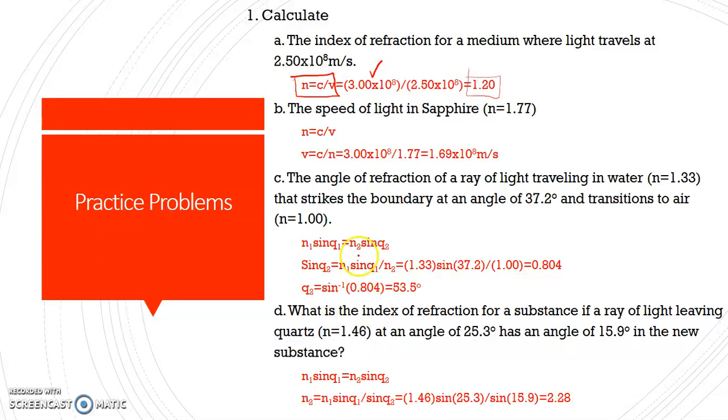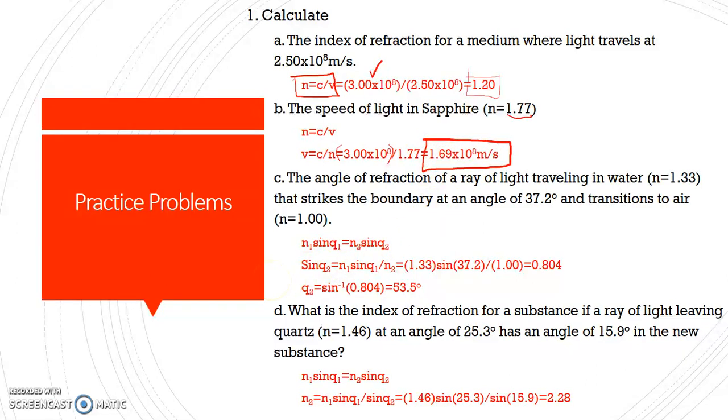The speed of light in sapphire, so it has to be given us that index. So it's 1.77, so we're just going to rewrite it. Again, use the speed of light divided by the index, and we should get 1.69 times 10 to the 8th meters per second.